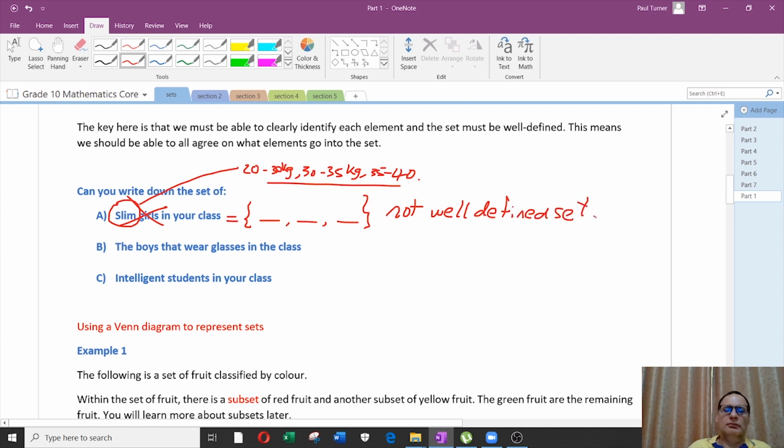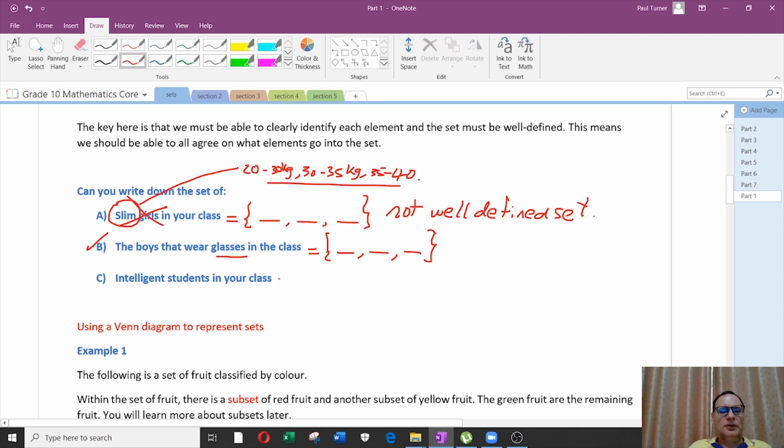Okay? But how about this one, B? The boys that wear glasses in your classroom. We would only have to look around your class to see who they are, can't we? Because they're either wearing glasses or they're not. There could be 3 students, there could be more. But the point is that we can all agree on whether they're wearing glasses or not. So this one's okay. We could actually write that set out.